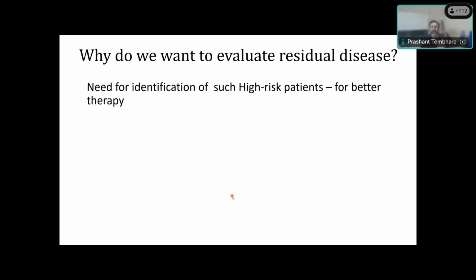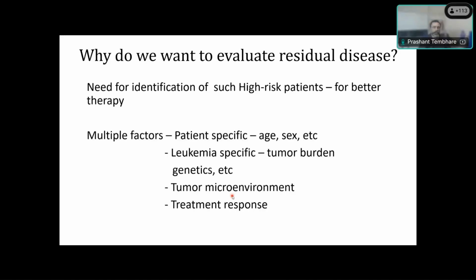And once relapsed, it is very difficult to treat such a patient because these tumor cells are already resistant to the treatment. Now, there are multiple factors which contribute to such high risk patients, as already mentioned, including the tumor microenvironment and the treatment given.